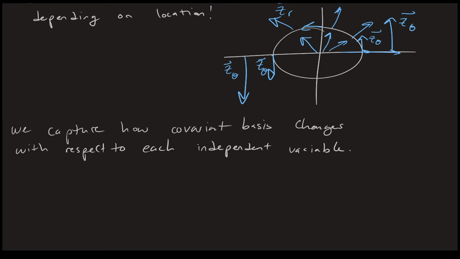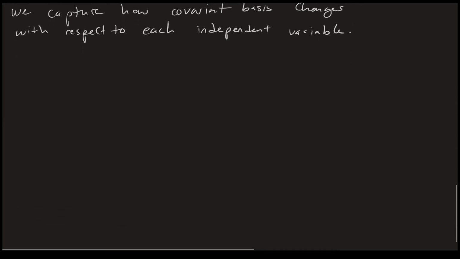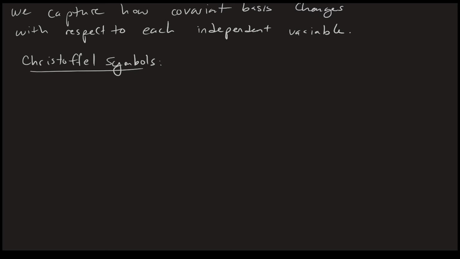Okay, so we're going to do this with what we call the Christoffel symbols. The Christoffel symbols are going to be the components of the rates of change of the vectors expanded about the covariant basis. So consider partial z_i partial x^j.